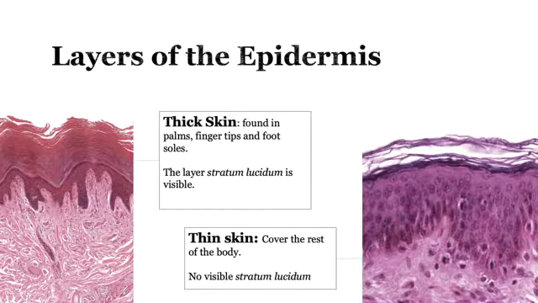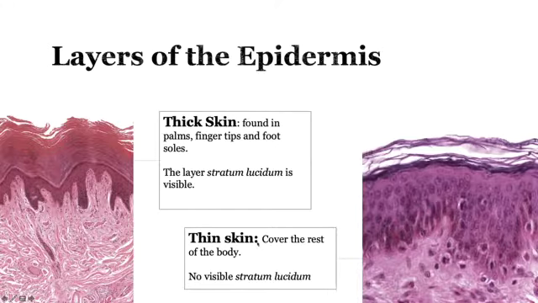Here we're back. The stratum lucidum is a layer that we can see around this area. This is the basic characteristic that makes the skin thick skin, not only the thickness of the cells in there. In terms of thin skin, this basically covers the rest of your body.